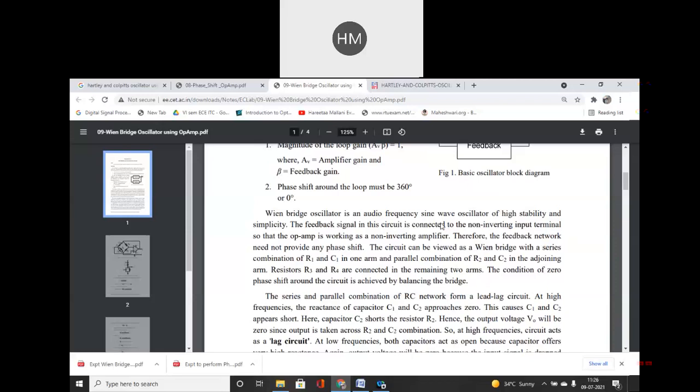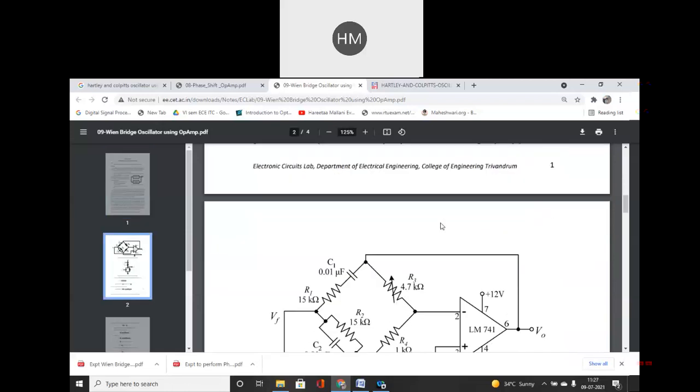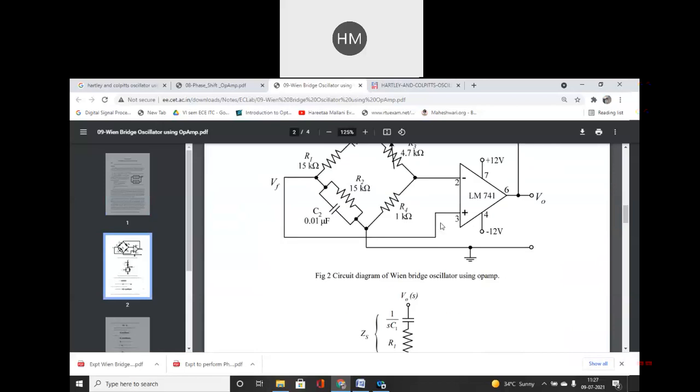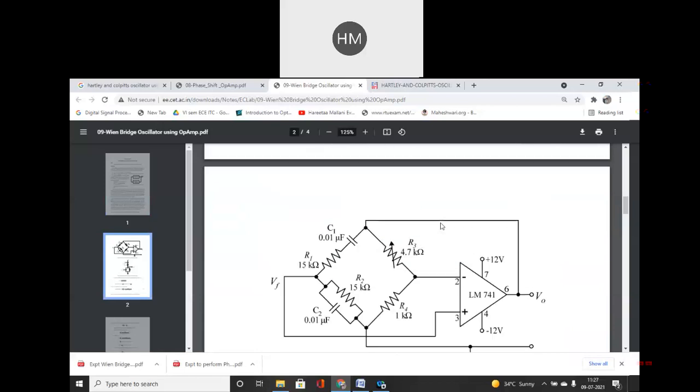This is the circuit. See, students, till now we have discussed 3 oscillator circuits. There we used the operational amplifier in inverting mode. Okay? There we use the operational amplifier in inverting mode. Here we are using the operational amplifier in non-inverting mode.